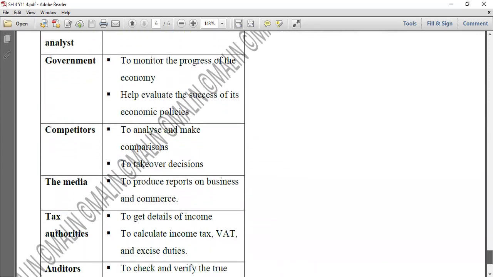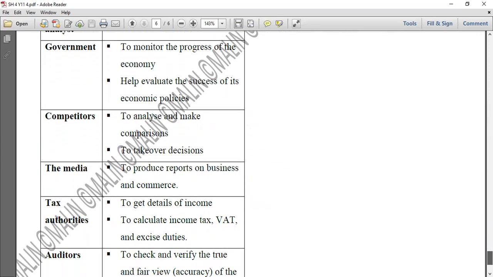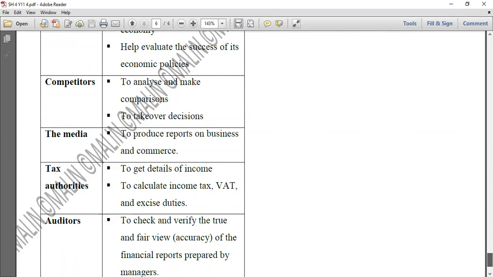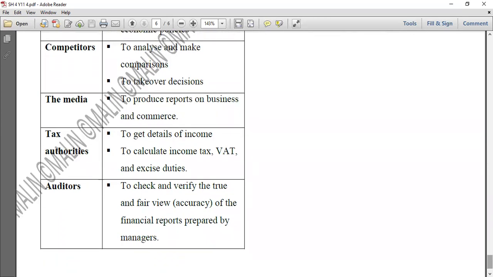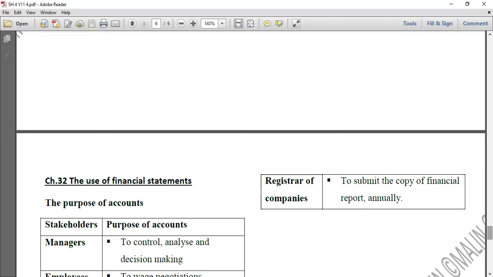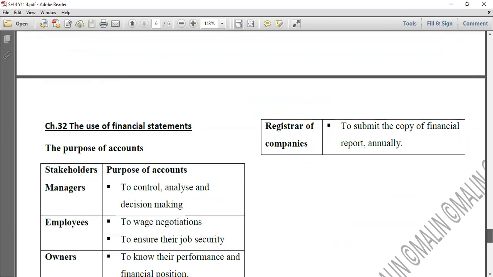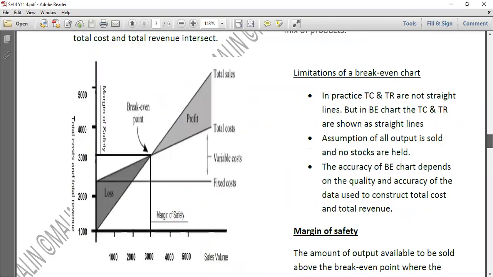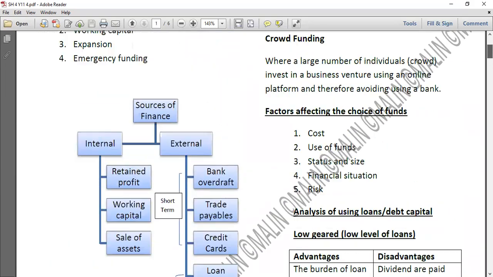Government monitors the progress of the economy and helps ensure policies. Competitors analyze comparisons and make key decisions. Media produce reports on business and commerce. Tax authorities get the details of income tax. Auditors verify the true and fair view and the accuracy of the business financial reports prepared by managers. Finally, the registrar of companies receives a copy every year, annually, with the Chamber of Commerce. So this is everything that we discussed in the financial management section.